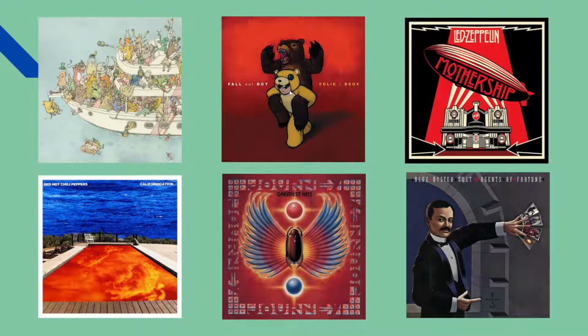Then we have Fall Out Boy, where you kind of have the bear getting carried by a teddy bear, which could be due to the fact that some people find their music very unappealing and some people find it very appealing. Then we have Mothership and a bunch of other albums where you can see a lot more concrete artwork is being created. It's very much there to tell you what's sort of happening and the type of music you're going to have.